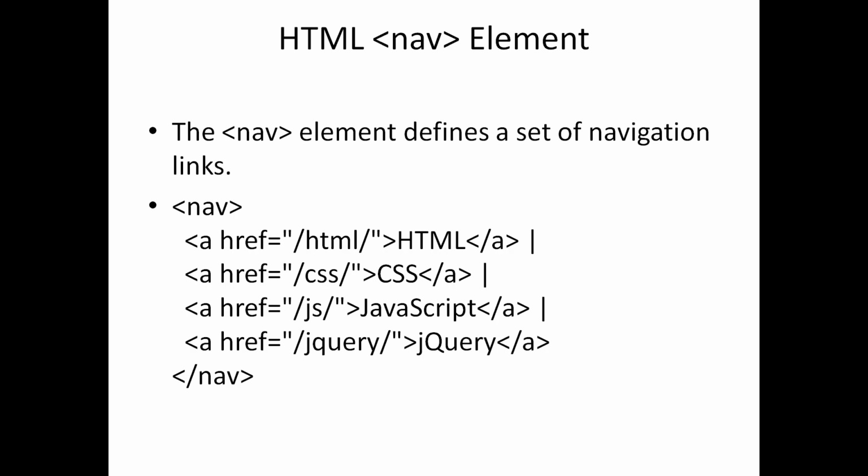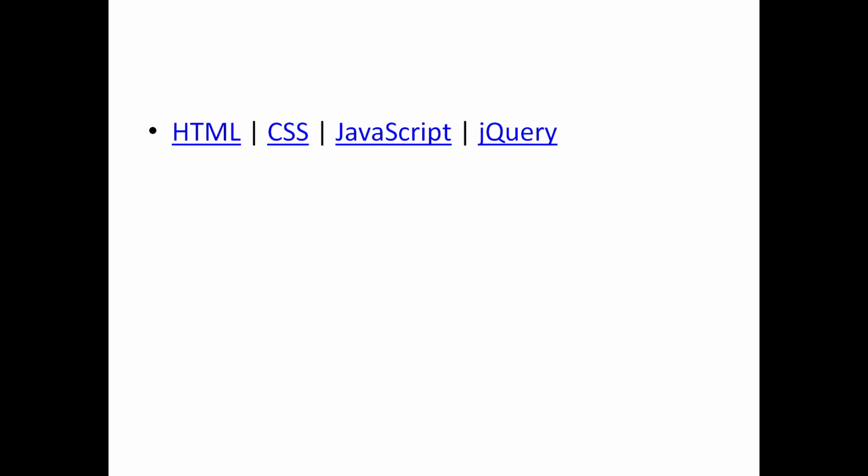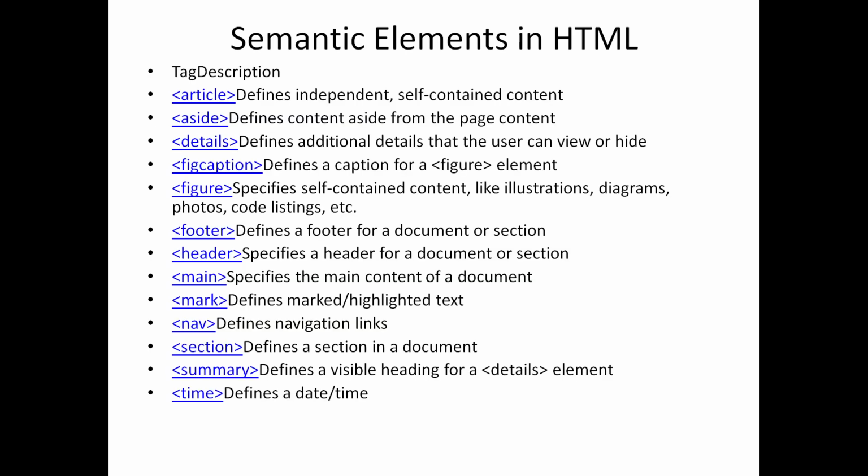Next, coming on to the navigation element. The navigation element defines a set of navigation links. Here is an example for navigation, where the body of the HTML program starts with nav, about navigation, href. Here are some of the links which we get on running the HTML file. On clicking these links we are navigated to another page.